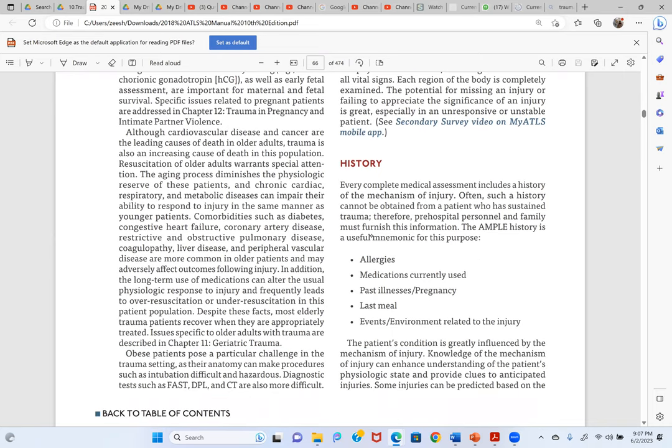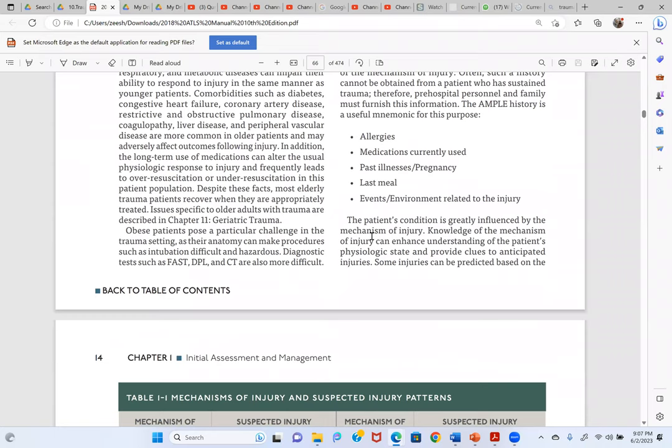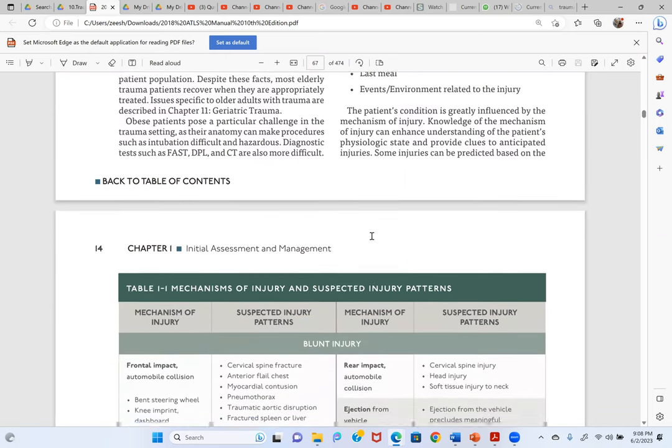You will take a detailed history with reference to how it happened and anything related. Maybe you will find additional information about allergies, medications you currently use, past illness or pregnancy, last meal, and events. This is the same thing which is used in PALS as well, and even in other resuscitation settings.